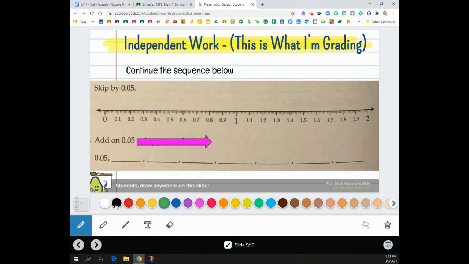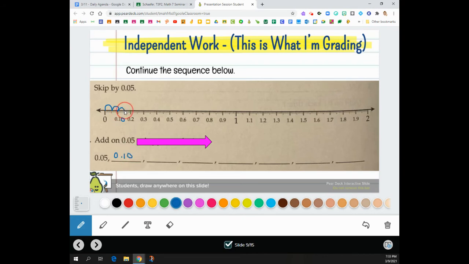So we're going to skip by 0.05. That's like a nickel. We're going to skip by nickels and think about what those would look like on our number line. Nickels are half jumps. This is 0.5. 0.05 means halfway because this is like 0.10. So I'm only jumping by little half jumps each time. So my next jump is going to land me at 0.1 or 0.10.